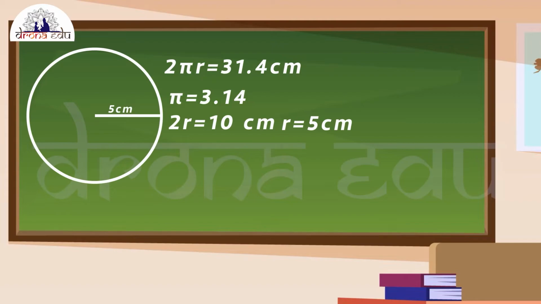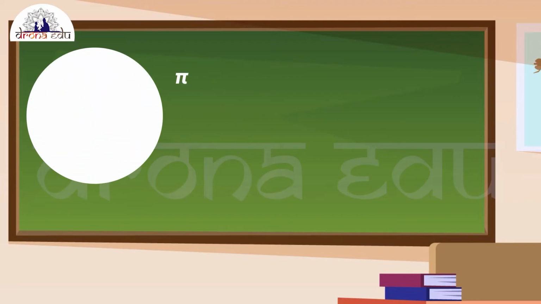Now we need to find the area of the circle, which is given by pi r square. So pi r square is 3.14 into 5 square, which is 78.5 centimeter square. So this is the area. This is how we can find the area of the circle.